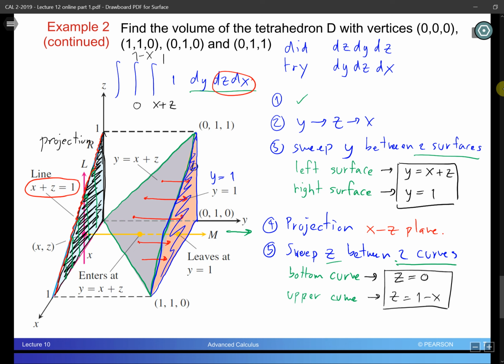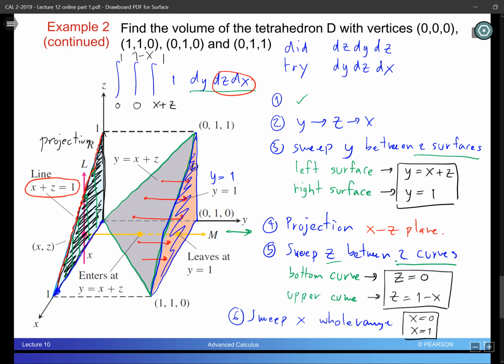Now the last variable, x, we are going to sweep over the whole range on the projection. As you can see here, looking at the projection, x starts from 0 and ends at 1. So you can put these boundaries into place: x starts at 0 and ends at 1.